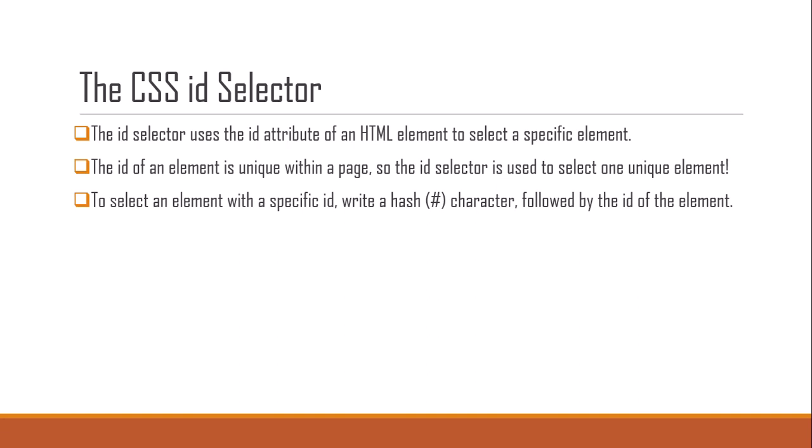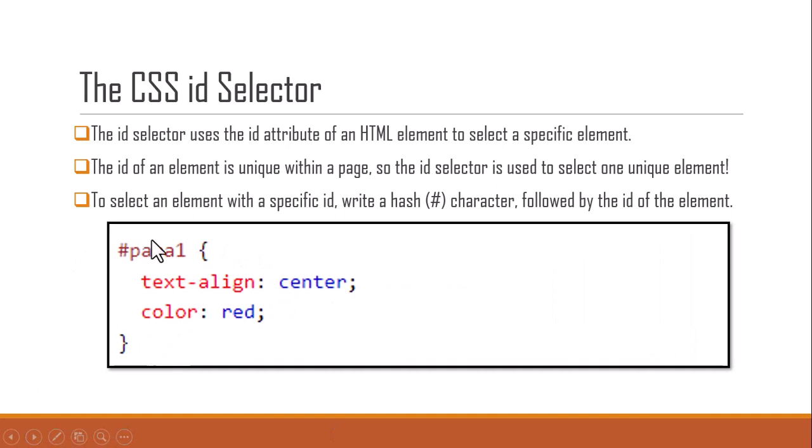To select an element with a specified ID, we use the hash character, followed by the ID of the element. For example, here we have an ID named para1, which is preceded by a hash. Hash indicates that we are selecting based on the ID of the element. So we give text-align and color properties with values center and red respectively. So the para1 element will be selected and applied a text alignment of center and a color of red in this case.